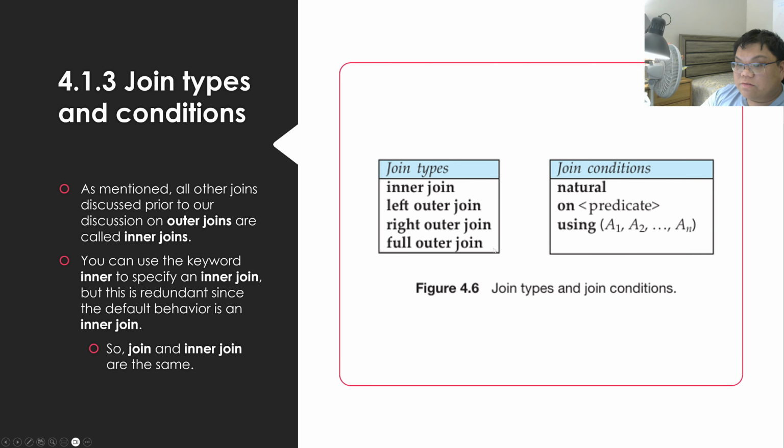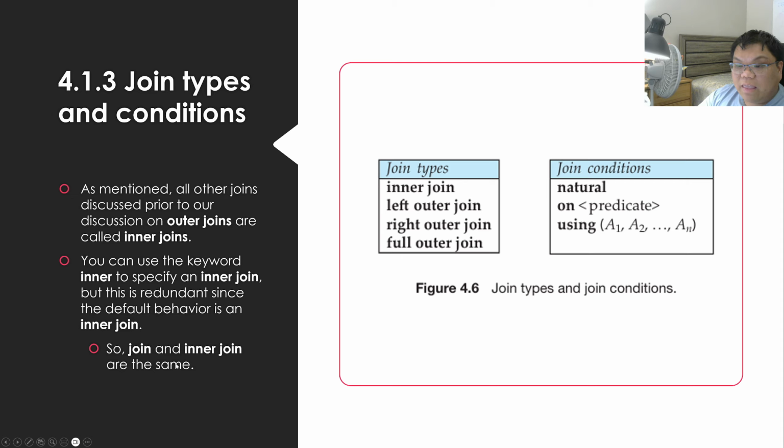So we have outer join and inner join, but we also have left outer join, right outer join, and full outer join, and we also have outer natural join and outer regular join. Those can also use the on predicate clause and the using clause.